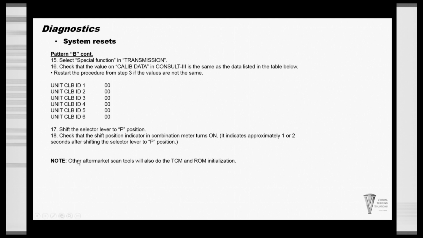Other stuff that you can do with some of these aftermarket scan tools, you can do the TCM or TCM ROM initialization. Sometimes they're in the engine side, sometimes they're in the transmission side. Best luck is with the OEM tool, of course, but some of the aftermarket tools are now starting to do these. But the main thing is, after you do these resets, go back into your calibration ID and make sure all these values are 0. You should be able to see this on your aftermarket scan tools. Not all of them are going to have that, so a little warning there.